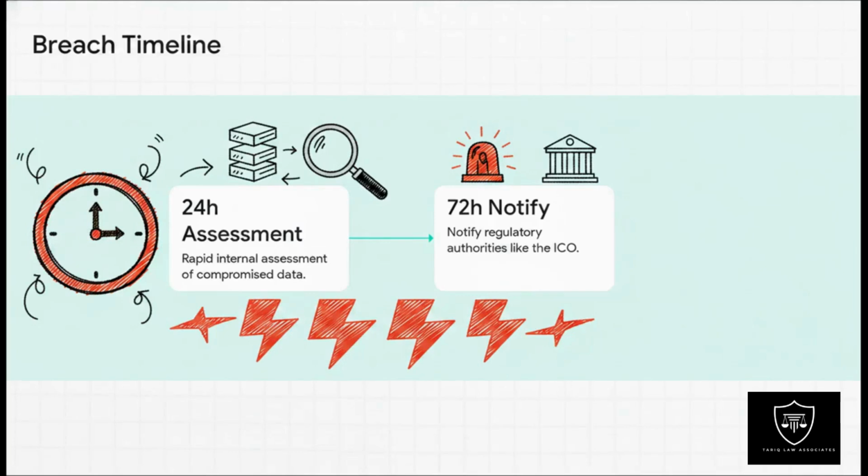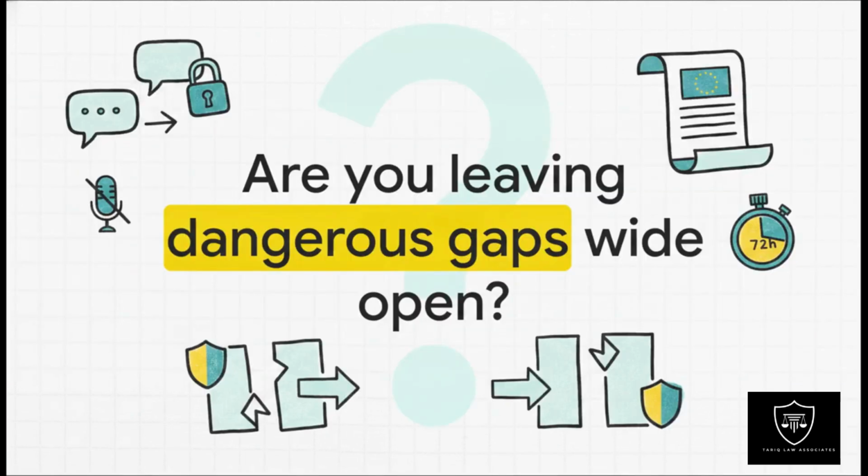Finally, we build the last wall of your fortress, because tech fails and breaches happen. If a breach does occur, the clock doesn't just tick, it sprints. Step 1. You have a tight 24-hour window for a rapid internal assessment. Figure out exactly what data leaked. Step 2. You have a hard 72-hour deadline to notify regulatory authorities, like the ICO in the UK. This rapid pivot from assessment to official notification is totally non-negotiable. You cannot be scrambling in a boardroom trying to figure out your protocol while that 72-hour timer is breathing down your neck. Which leads us to one pretty uncomfortable question.